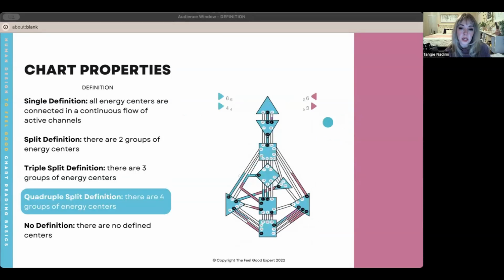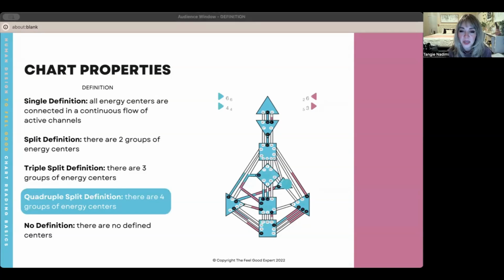And then the next one is a quadruple split. And it's very hard to lay out all of the different areas of split in a quadruple split. So we just look at the way that the energy centers are defined. So again, we have the solar plexus to the root, and then that is just one group. You'll see the splits as that doesn't continuously flow to any other group of energy centers. So there's that one. And now we have what is defining the sacral to the G center via that channel.